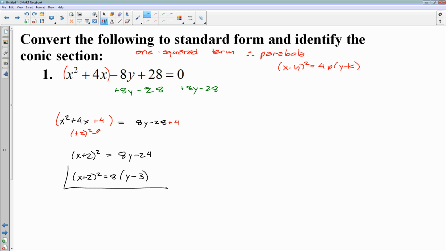And that's where I want you to stop here. You do not have to find the vertex or any of that other stuff. I simply want you to get it into standard form. So there's getting a parabola into standard form.